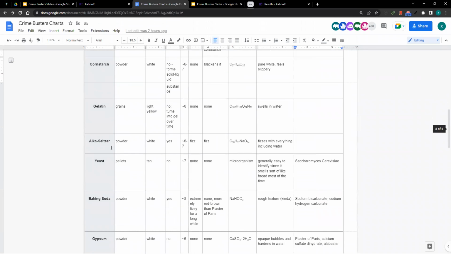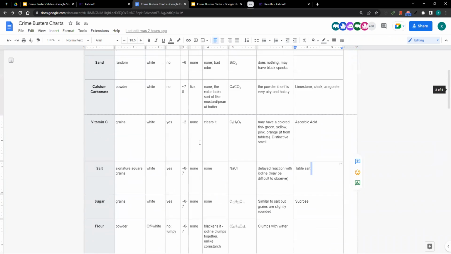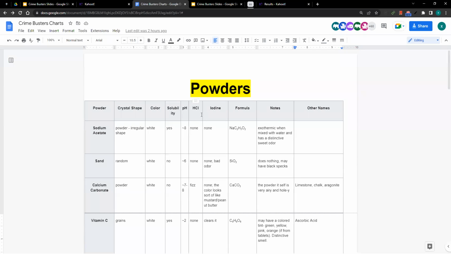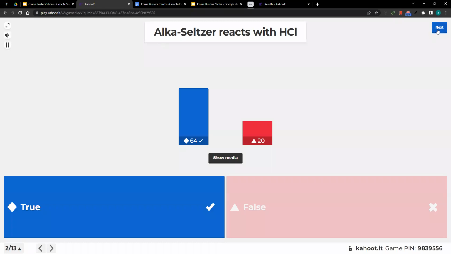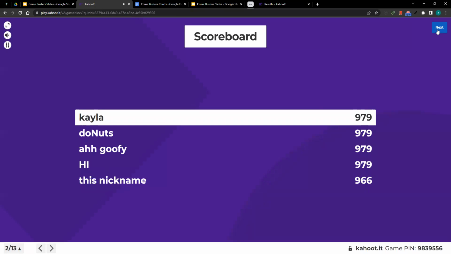You can see here that for Alka-Seltzer, it does fit with almost everything, including HCl, iodine, and water. So for Crimebusters, just know that Alka-Seltzer reacts with like every liquid. Good job to 64 of you, and good job to Kayla.